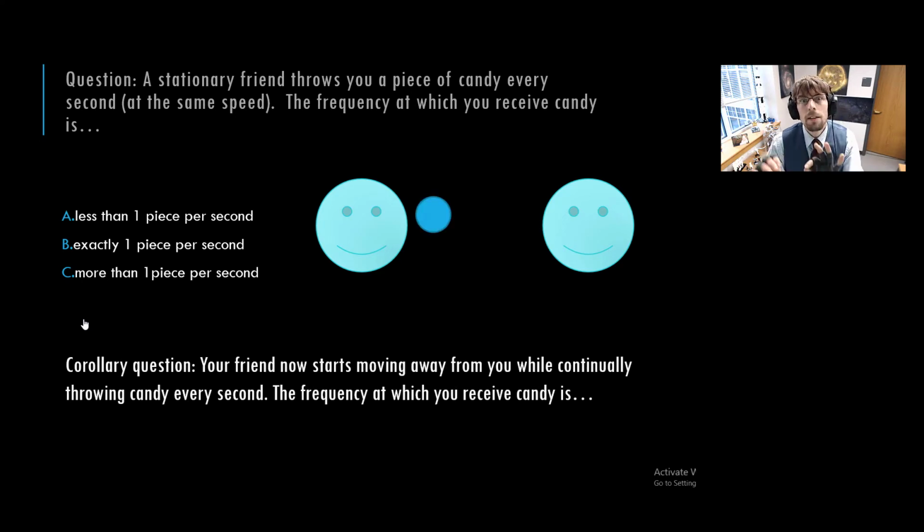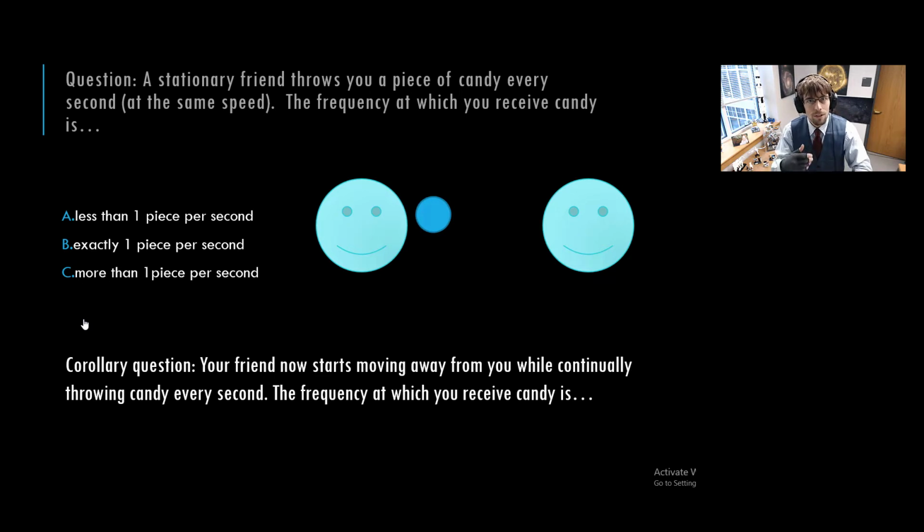Let's say now your friend starts moving backwards as they throw their pieces of candy. Now what happens to the frequency at which you receive the candy? Do you get pieces once per second, more than once per second, or less than once per second?